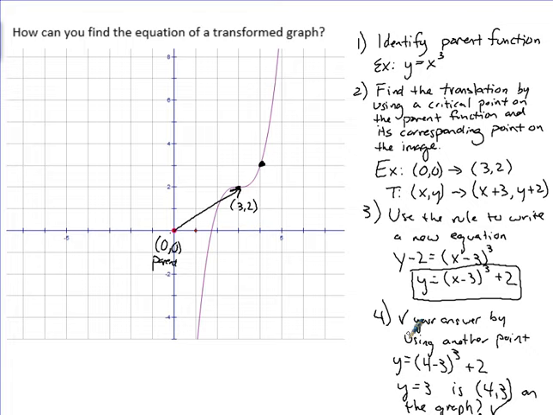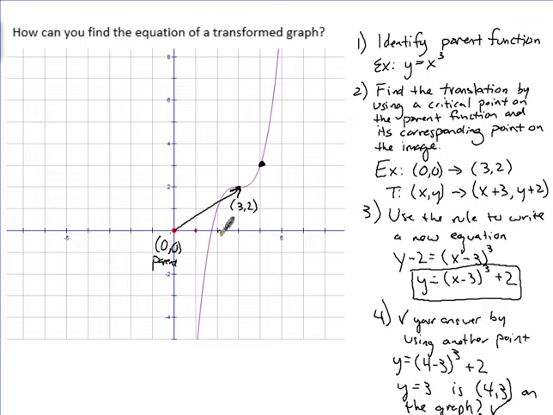Another thing that you want to do, because it doesn't take long to do, is just check an answer by using another point that is on the graph. So I chose to use this point, (4, 3). If I put 4 into the function, the x coordinate in, I should get 3 out. So let's try it. I'm going to put 4 in for x. 4 minus 3 is 1. 1 cubed is 1. 1 plus 2 is 3. So when I put 4 in, I got 3 out. That tells me that, yeah, the equation that I came up with up here looks like it's going to work.